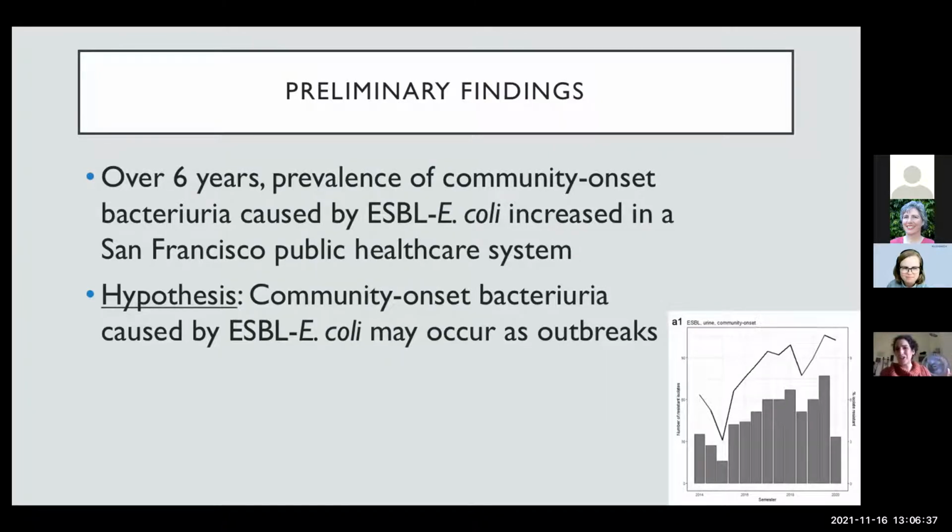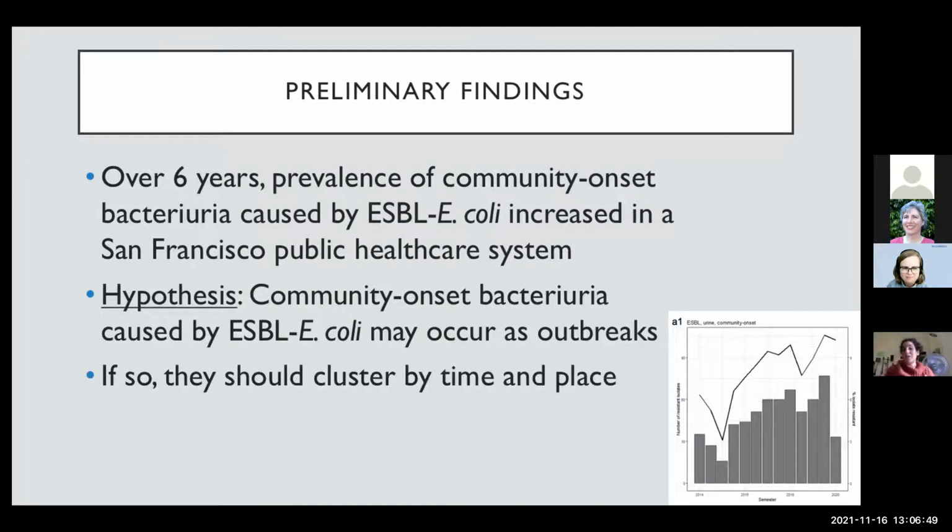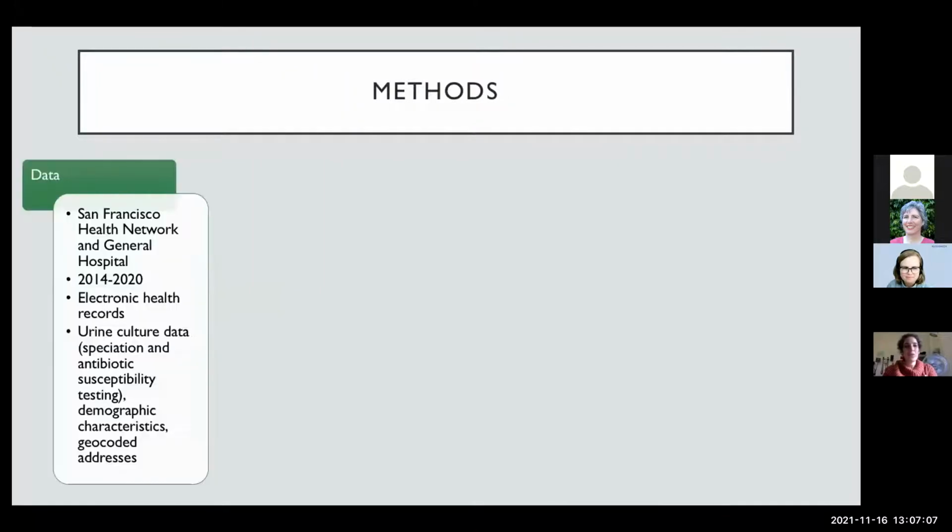So our hypothesis was, and this is of course based on others' work as well, not just this one study, that perhaps community-onset bacteria caused by ESBL E. coli is actually occurring as outbreaks, or is due to point source exposures. And if so, they should cluster by time and place. If you look at the graph on the lower right, you can see this time trend, the increase in prevalence of ESBL in the San Francisco public healthcare system, where I am sitting now. So our method is based on the same database that this prior study used.